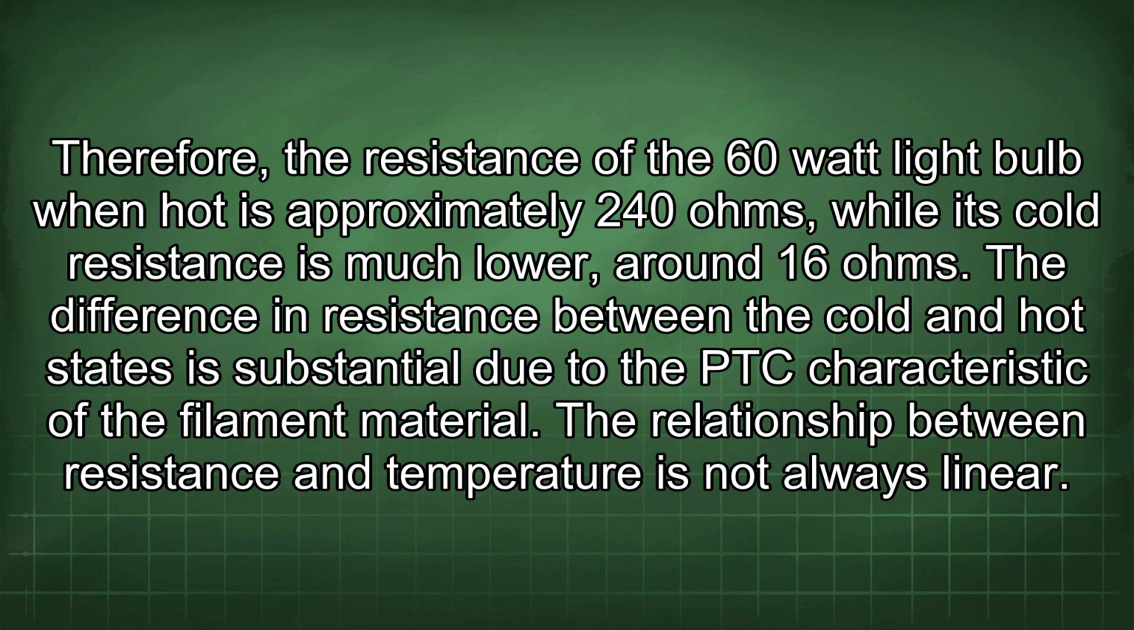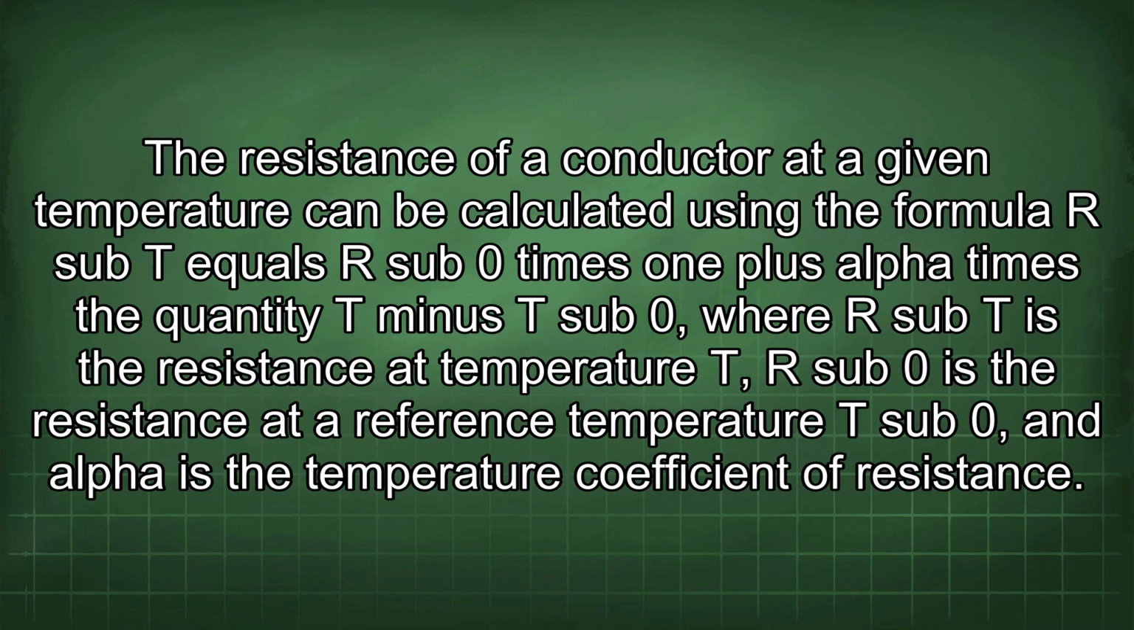The relationship between resistance and temperature is not always linear. The resistance of a conductor at a given temperature can be calculated using the formula R sub T equals R sub 0 times 1 plus alpha times the quantity T minus T sub 0, where R sub T is the resistance at temperature T, R sub 0 is the resistance at a reference temperature T sub 0, and alpha is the temperature coefficient of resistance.